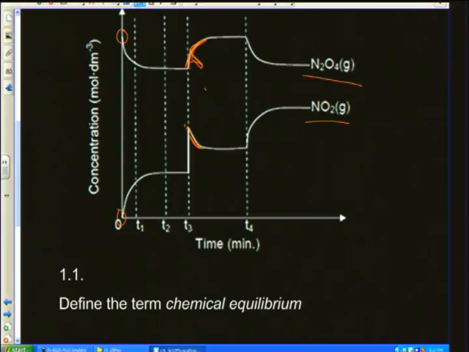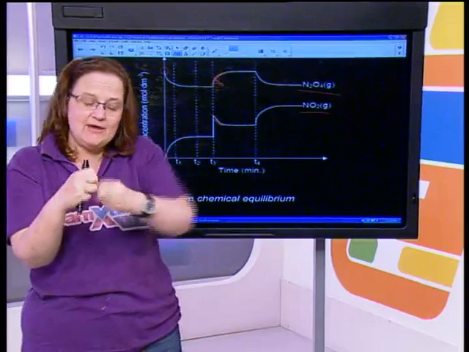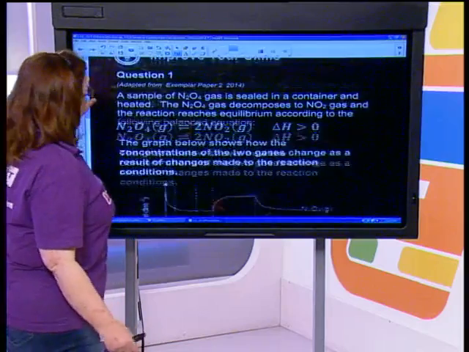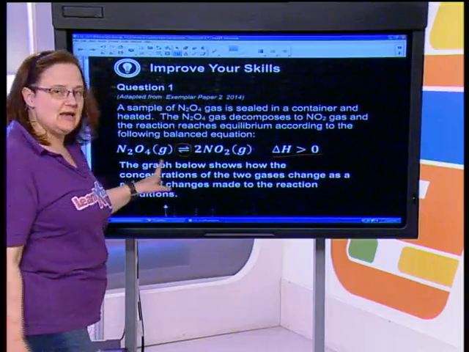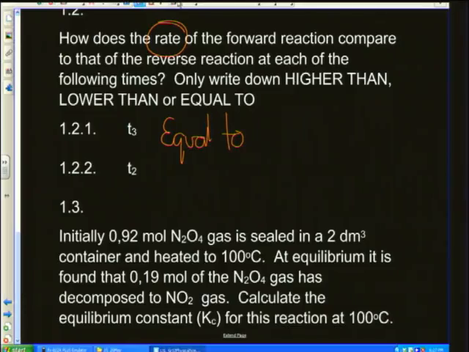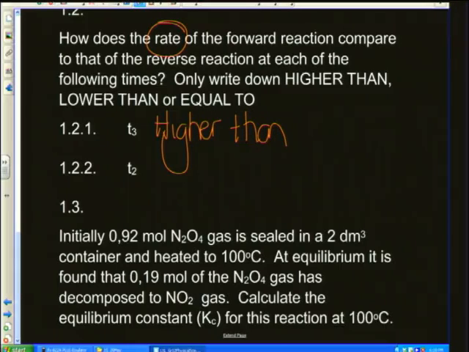What that tells me is that I've done something to cause the NO2 to be used up and to make more N2O4. If I'm using up the NO2, then that means the reverse reaction is being favored, because when I use up the NO2, I'm making N2O4. Okay? So actually, I've got this the wrong way around. I do apologize. It's higher than, it's greater than, it's faster. Okay? At T2, they're equal to.